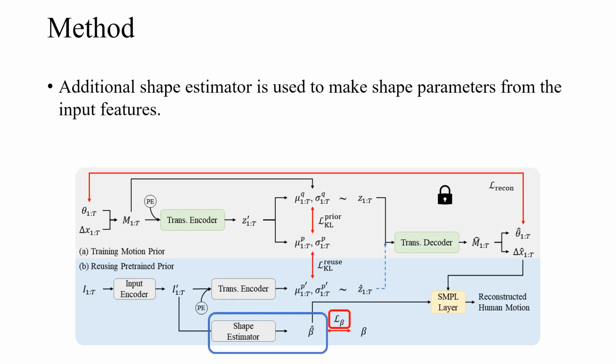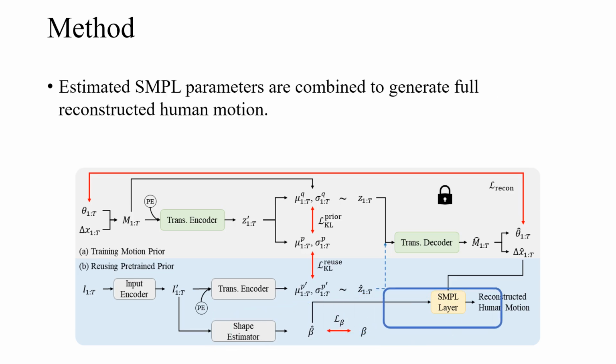Also, an additional shape estimator is used to make shape parameters from the input features. The shape estimator is trained by minimizing the errors to the ground truth shape parameter. Estimated SMPL parameters are then combined to generate the full reconstructed human motion.